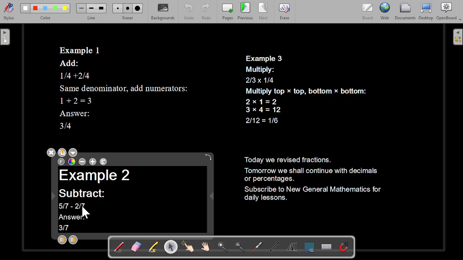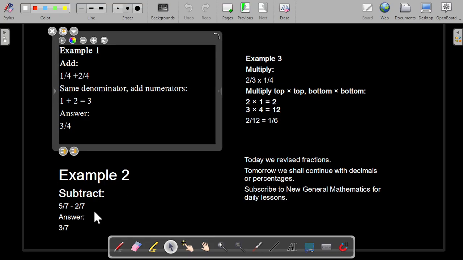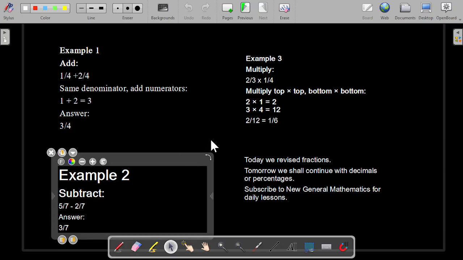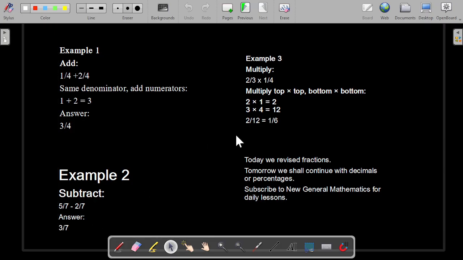They have it. So what are you going to do here? You will just take the denominator, then you minus the numerator, which is 5 minus 2. 5 minus 2 will definitely give you 3. So the answer here is 3 upon 7. This is the answer, right? Now, let's look at example 3.